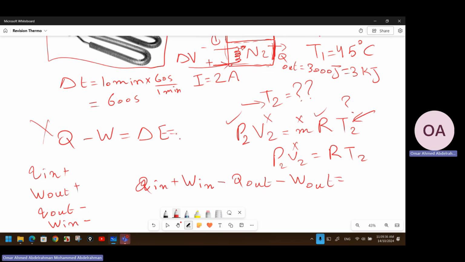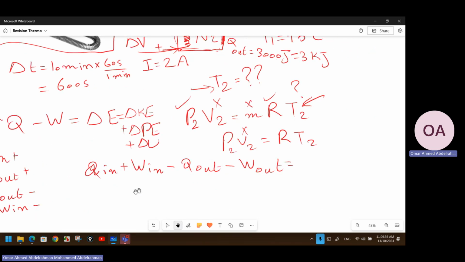Okay, and delta E, if we are talking about the total energy, I have the change in kinetic energy, the change in potential energy, and the change in internal energy. Usually in questions related to piston cylinder devices or rigid tanks, it is not moving, so the kinetic energy is always 0. There is no elevation, so the potential energy is always 0. So usually you will deal only with delta U. So this one is 0, and this one is 0.